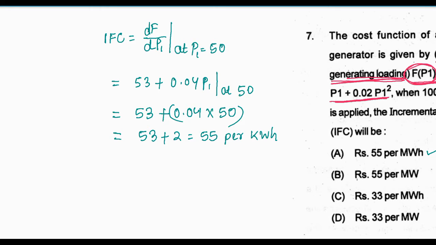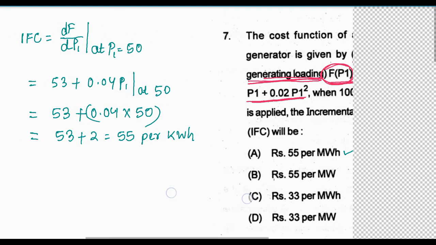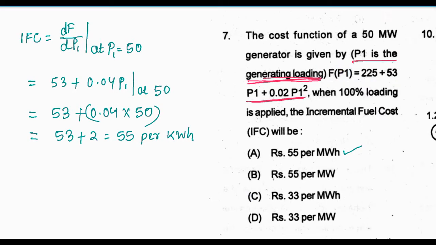So if we differentiate this function F with respect to P1, the 225 will be 0 as a constant, and 53 P1 will be only 53. Next, 0.02 into 2, since it is squared, so 2 will be multiplied and only P1 will remain. So 53 plus 0.04 P1 at 50, P1 value is 50, because it is given that the cost function is of a 50 megawatt generator.